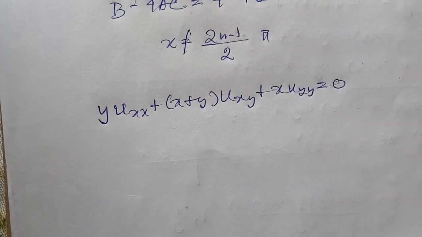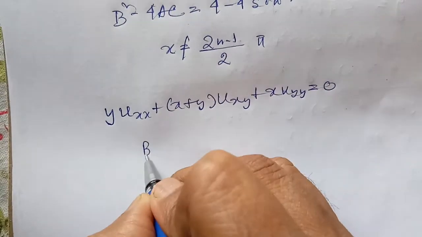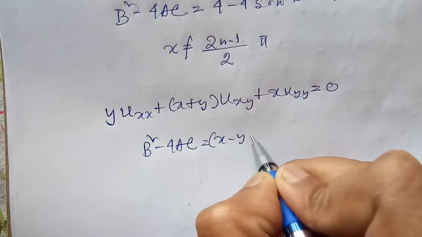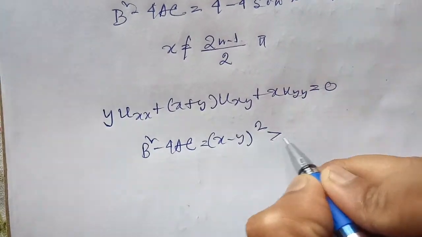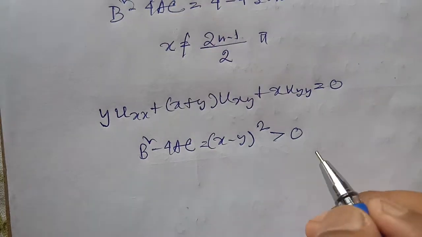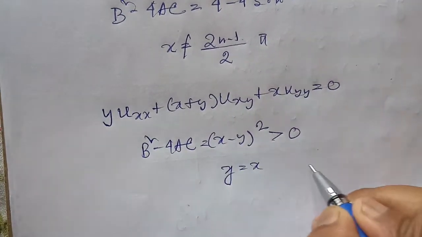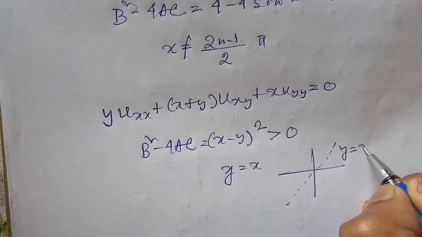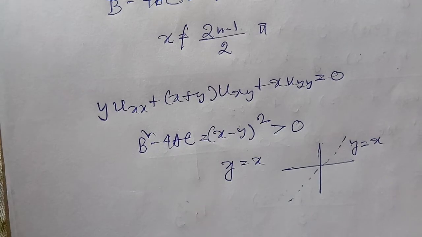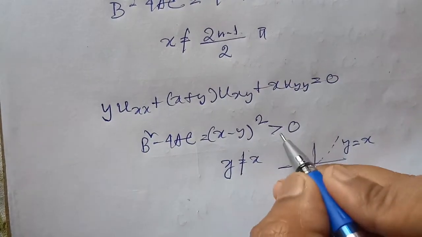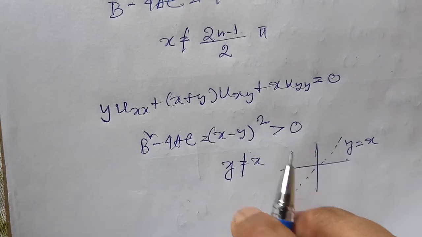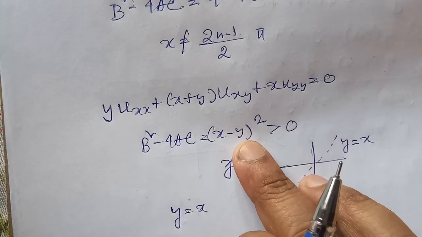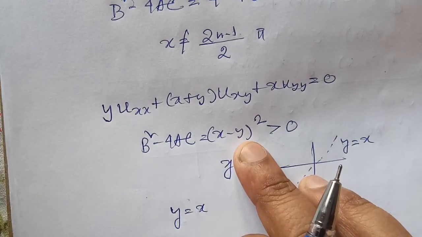See, for this problem, your b square minus 4ac is equal to x minus y whole square, which is of course greater than 0 if you are not on the x equal to y straight line. So if this is not the case, then this is true and the equation is hyperbolic, and if y is equal to x, then this is equal to 0, so you are at a parabolic case.